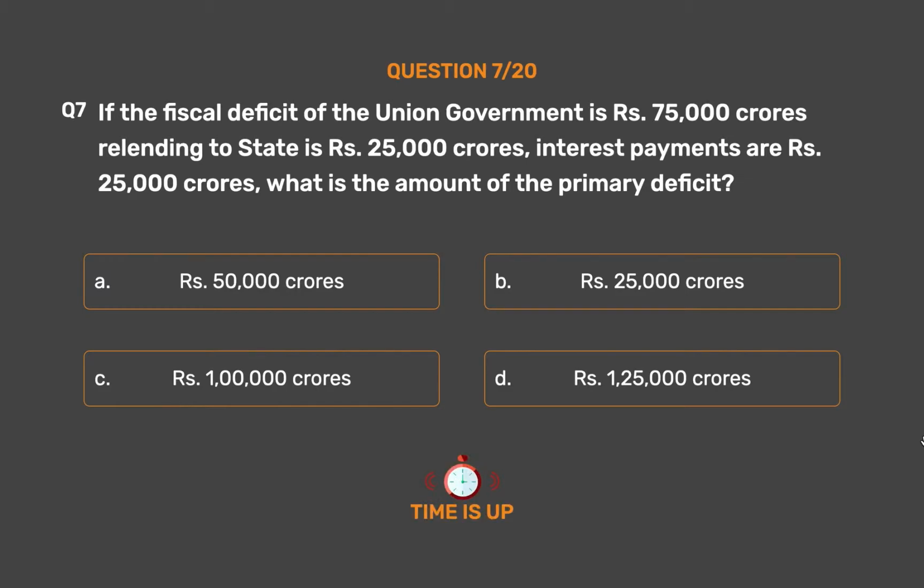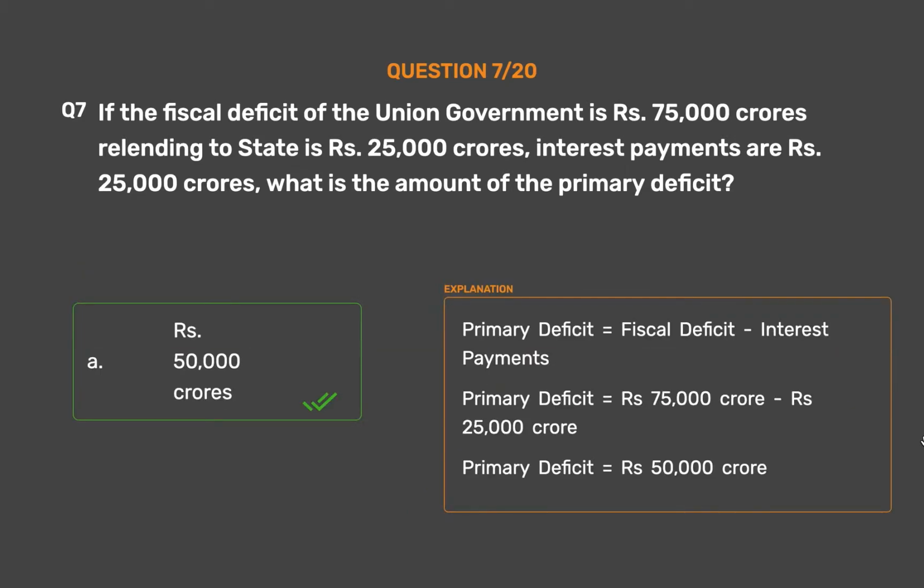The correct answer is Option A, 50,000 crore. Primary deficit equals fiscal deficit minus interest payments. Primary deficit equals 75,000 crore minus 25,000 crore rupees. Primary deficit equals 50,000 crore.